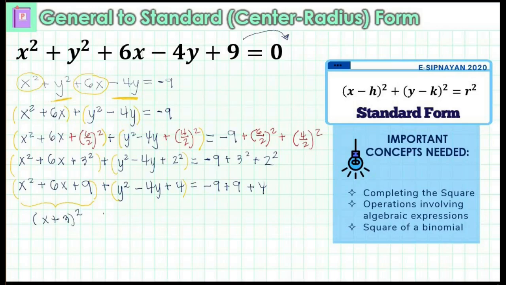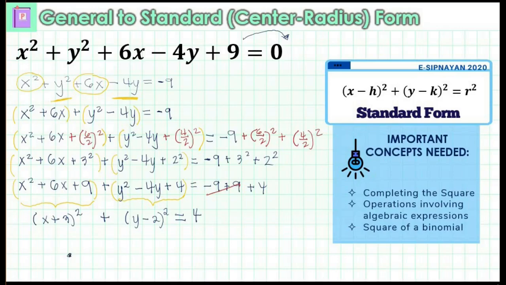Then copy the operation. And we can also factor y squared minus 4y plus 4 since it is a perfect square trinomial. And the factored form will become y minus 2 squared. Next, on the right-hand side of the equation, we need to combine like terms or simplify. So negative 9 plus 9 is just 0. So we're just left with simply 4.